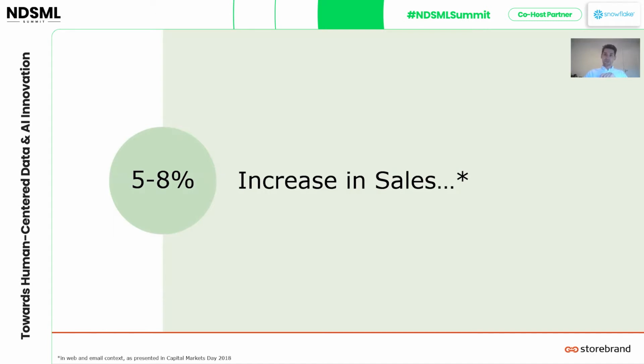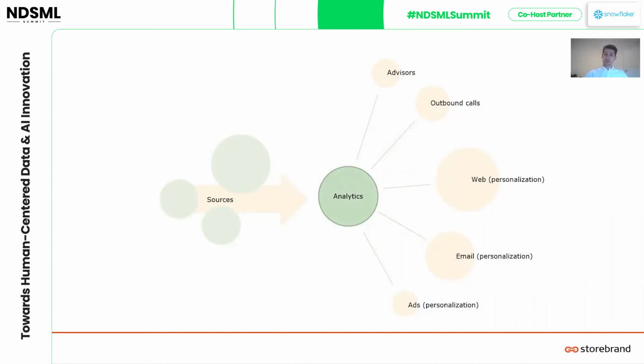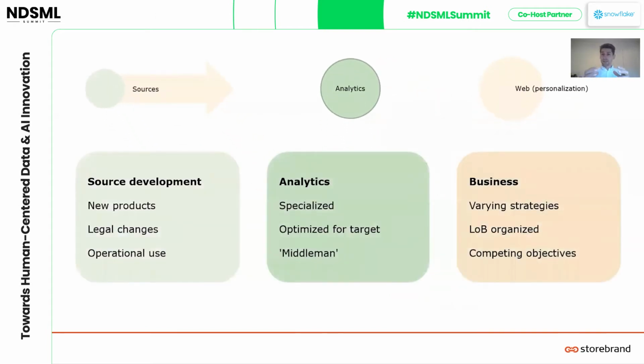But this is not the end of the story, because as you can see from this picture, it's quite an intricate web of sources on the one hand and channels on the other hand. So what happens is that analytics is a sort of middleman. On the one hand side, we have sources that generate new products, that implement legal changes that are being used for operational use. And on the other hand, we have the business development, which changes strategy, which is line of business organized and might have competing objectives. Even though that's not explicit, the bank and the insurance, to some extent, are competing services that we offer.